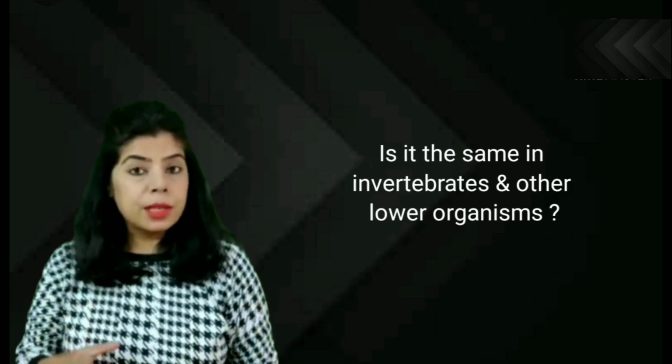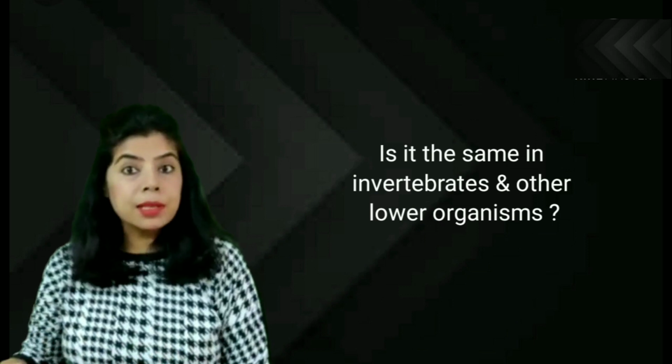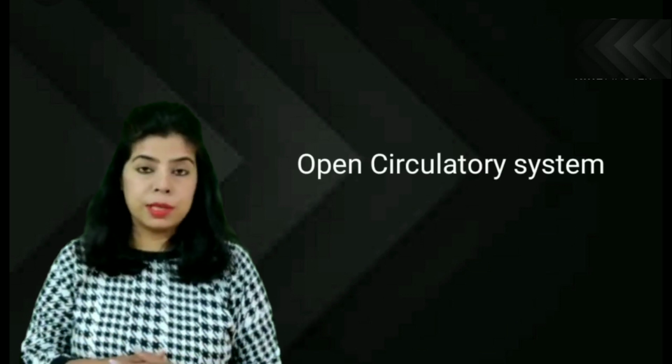Is it the same in other lower organisms like the crustaceans, some insects, mollusks? Do they also have the same kind of circulation? No, they do not have blood vessels. They have a heart, but the blood vessels are absent. So how does the blood reach the different parts of the body? Here the circulatory system is different, and such a circulatory system is called the open circulatory system.